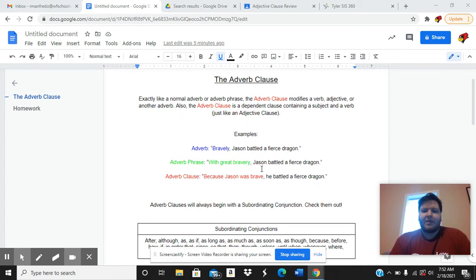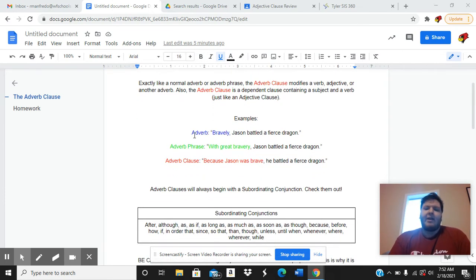So, as you can see, we have some examples here. This is what an adverb looks like. Jason battled a fierce dragon bravely, bravely modifying how he battled. And so, since this is modifying a verb, that must mean this is an adverb. So, same thing down here with great bravery. Jason battled a fierce dragon. We have an adverb phrase right here with great bravery. How did he battle? He battled with great bravery. It's just describing the verb of the sentence.